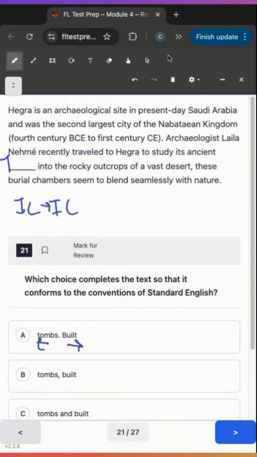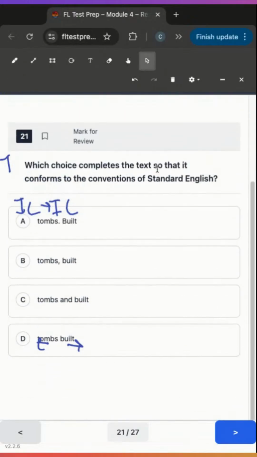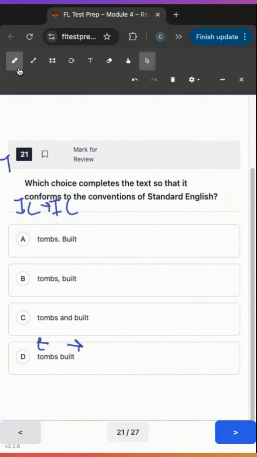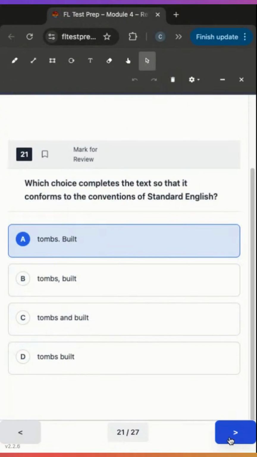So let's look at the answers. Which ones can separate two independent clauses? Well, I know a period can separate two independent clauses. A comma cannot; that's what a comma splice is. And then C, "and" is a fanboy, but fanboys without commas before them cannot separate two full sentences. And I know no punctuation definitely cannot separate two full sentences. That's a run-on sentence. So A is going to be the correct answer for this question.